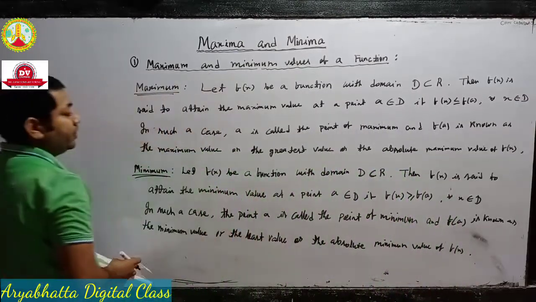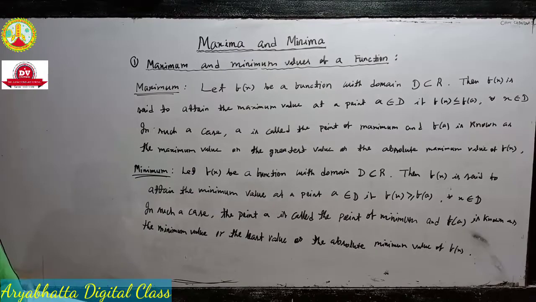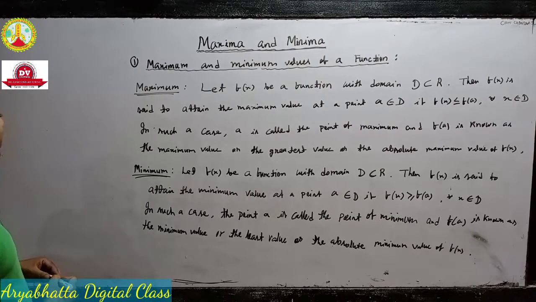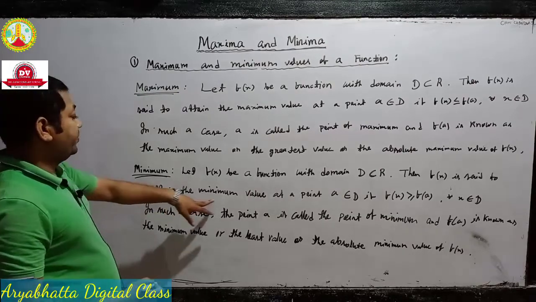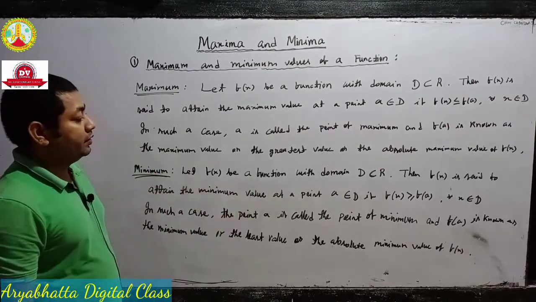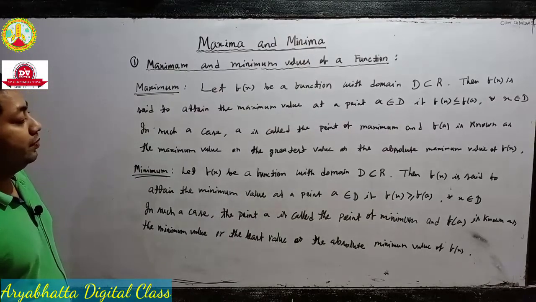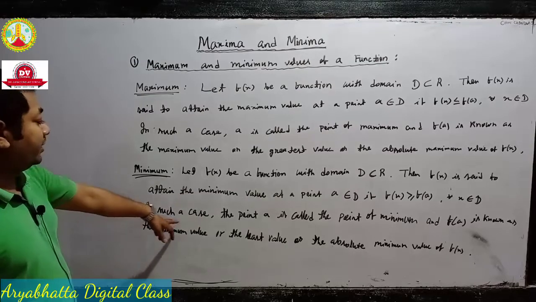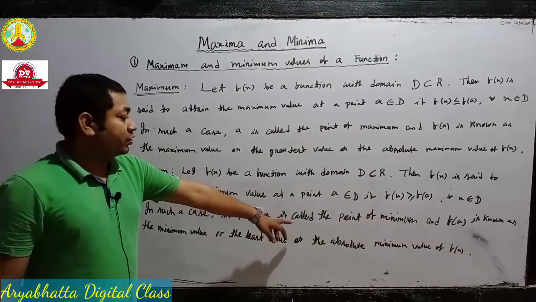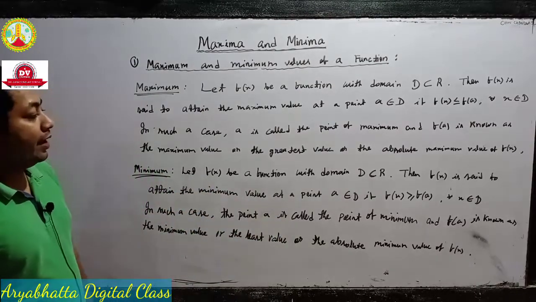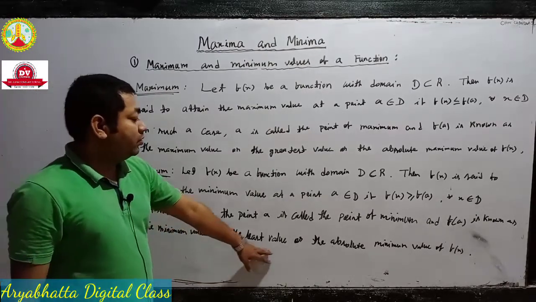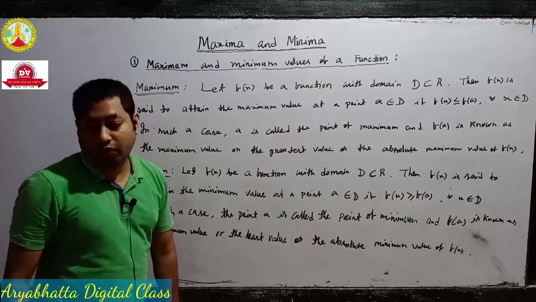Let f of x be a function with domain D, a proper subset of R. Then f of x is said to attain the minimum value at a point a belongs to D if f of x is greater than or equal to f of a for all x belongs to D. In such a case, the point a is called the point of minimum and f of a is known as the minimum value or the least value or the absolute minimum value of f of x.